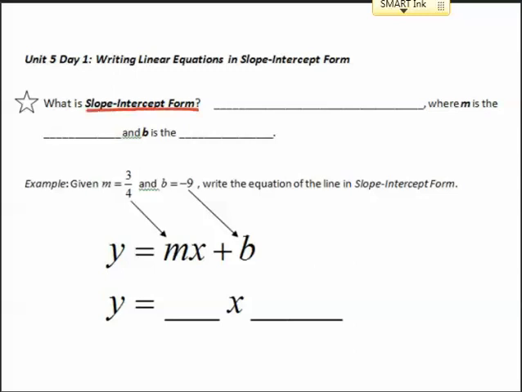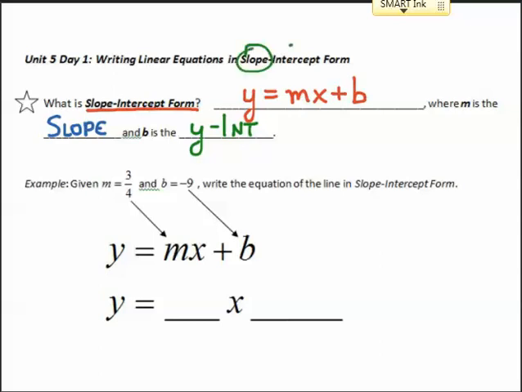Hopefully you remember that slope-intercept form is y equals mx plus b, where m is the slope and b is the y-intercept. So it's called slope-intercept form for a reason. We know the slope and we know the y-intercept. So we have to know those two things in order to go into slope-intercept form.